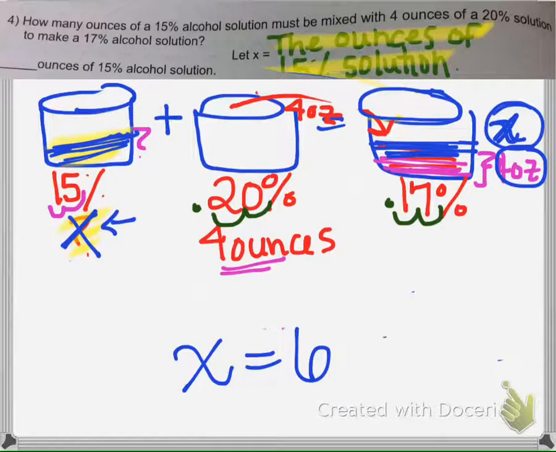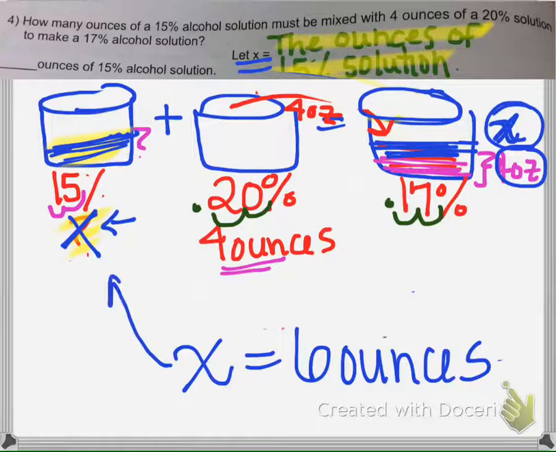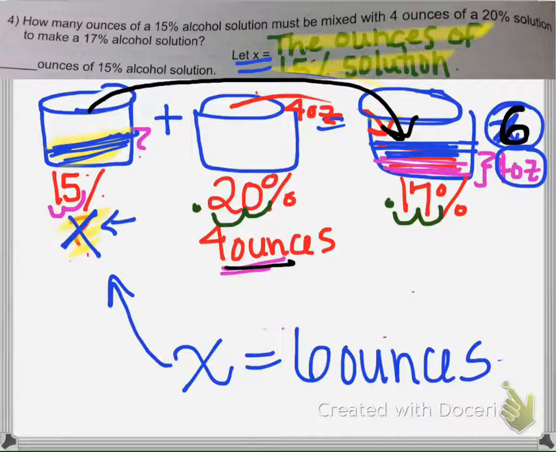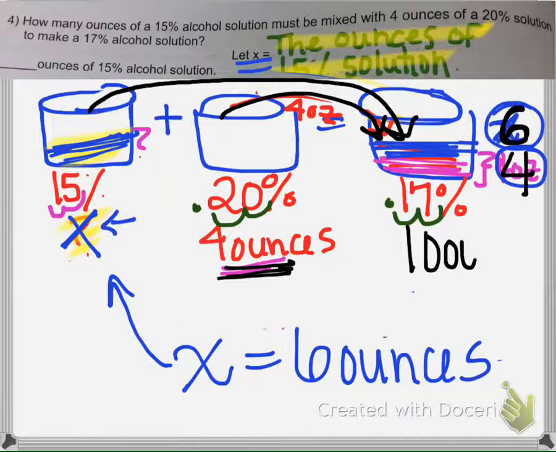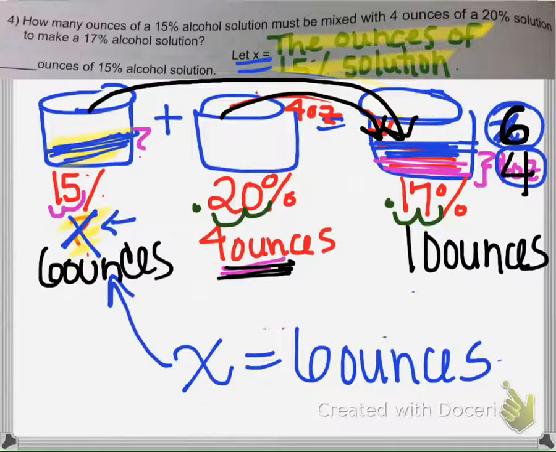So let's read what x was. So if we look here, x represents the number of ounces of this solution. So that's telling us that we're going to pour into this 6 ounces. And we already knew we're going to pour in 4 of this. So there's going to be a total of 10 ounces here, all together. Now the question asked how much of this. So we know 6 ounces.